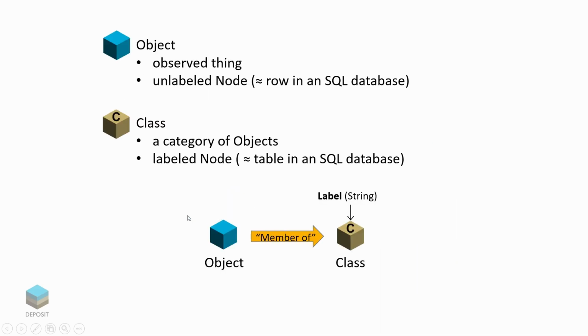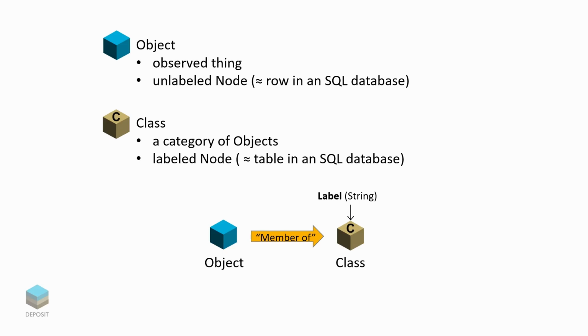Specific to Deposit is the concept that the basic entity is an object, which represents an observed thing which exists in our world. It can be a find, it can be a pit that we have excavated, it could be some sample that we have collected or just recorded. And this is an unlabeled node, so there is no other information or name or anything like that associated with an object. And in an SQL database, this would be a row without any columns.